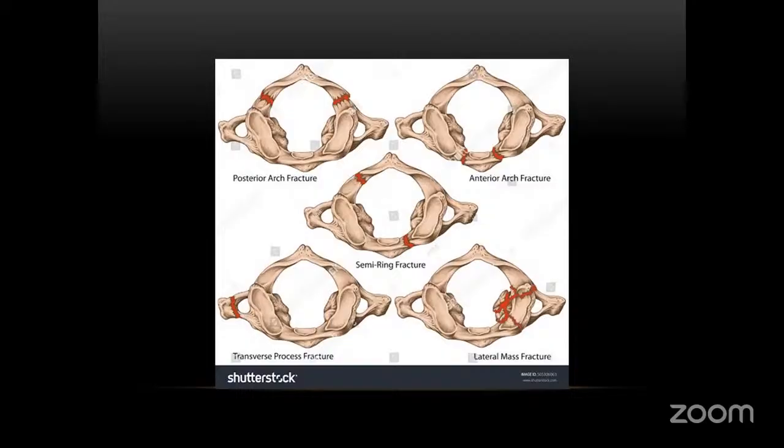Thank you. So what is the presentation? What will be the presentation of these kinds of fractures when the patient comes to you? And actually, first we should discuss the mechanism of injury in these kinds of patients. So what could be the mechanism of injury? Because they have all different kinds of mechanisms of injury when you see them.